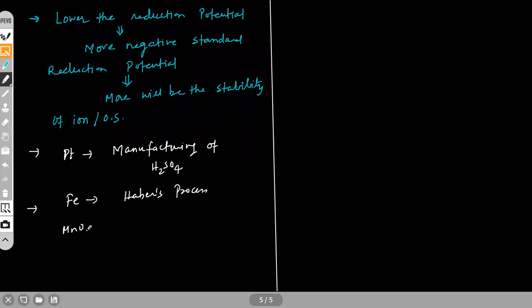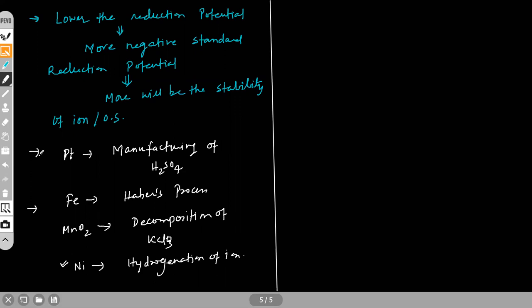MnO2 also behaves as a catalyst when we prepare oxygen from the decomposition of KClO3. Ni also behaves as a catalyst in hydrogenation of oil. This question they have asked many times. Platinum also they have asked many times in the exam.